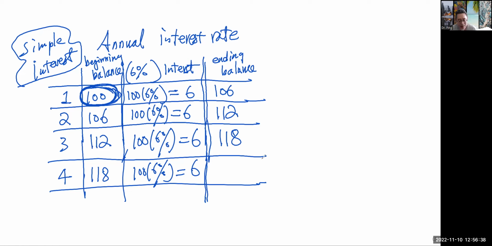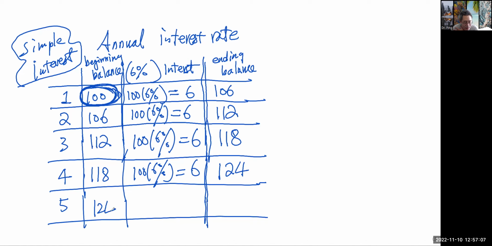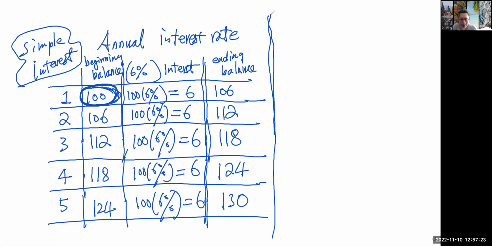So basically, the bank will take your money and combine it with other clients' money that they put in the bank, then use that to invest in something so they can earn more than 6%. So that's how they make money. And we got 124. Now the fifth year. We look at the fifth year, and 124 plus 6% of 100, equal to 6, gives us 130. So this is simple interest.